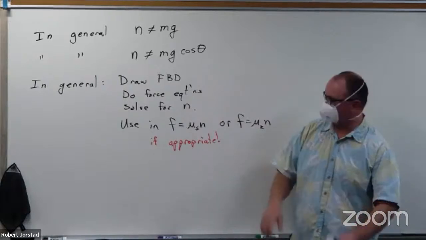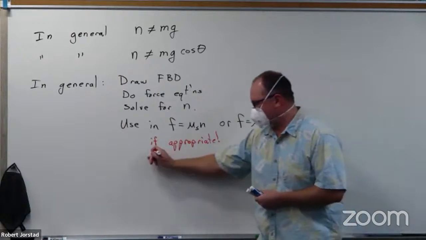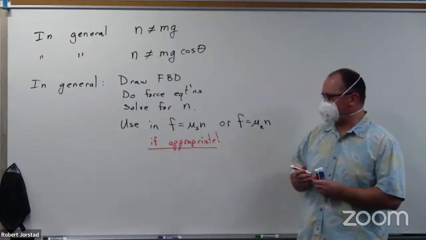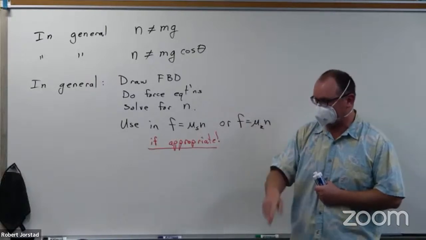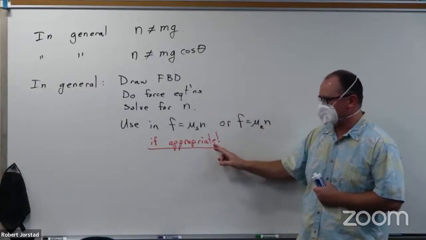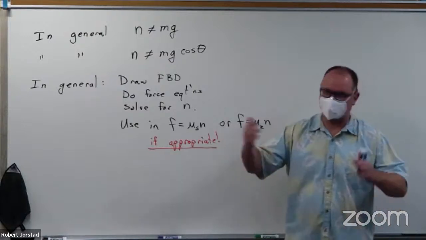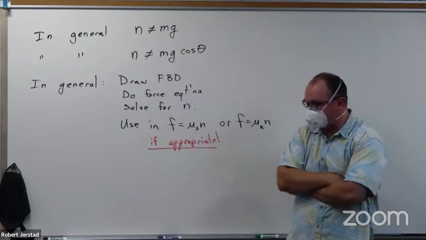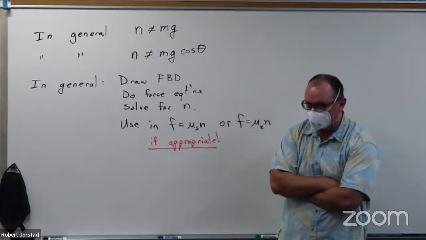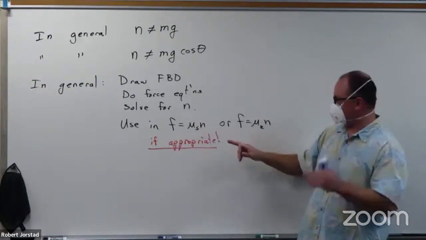It's a procedure. You follow it, and then I cannot emphasize this enough. Just because you can get N and shove it into one of these two equations doesn't make it the right thing to do. You always have to check, is it appropriate? How do you know if it's appropriate? Think about the relative motion of the surfaces and the wording of the problem. Did I say it's about to slip? Is it slipping? If it's about to slip, use this. If it is slipping, use that.